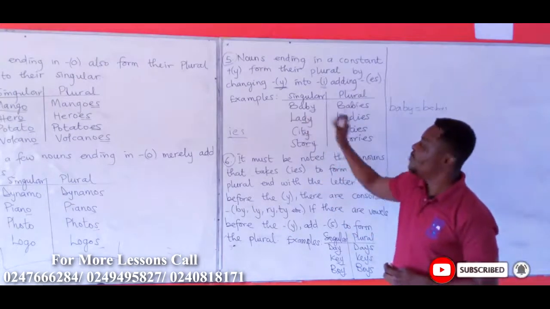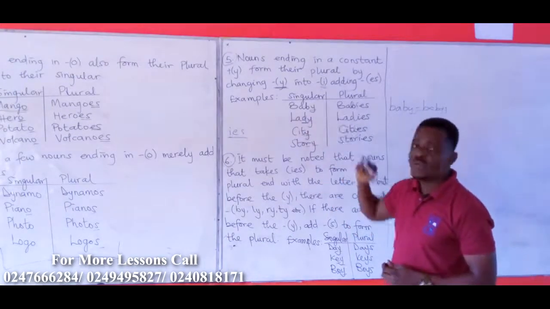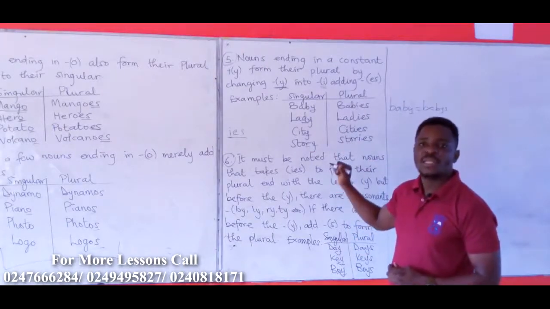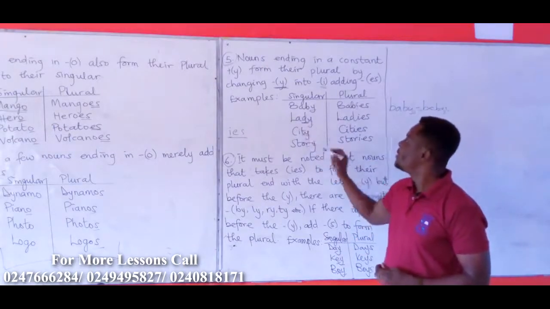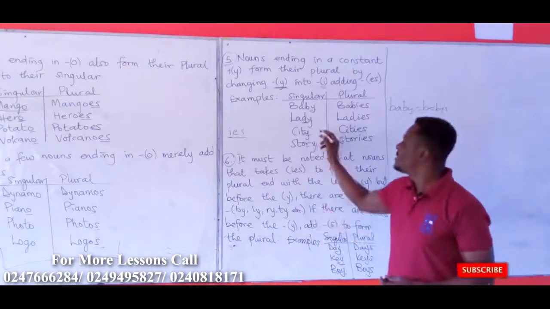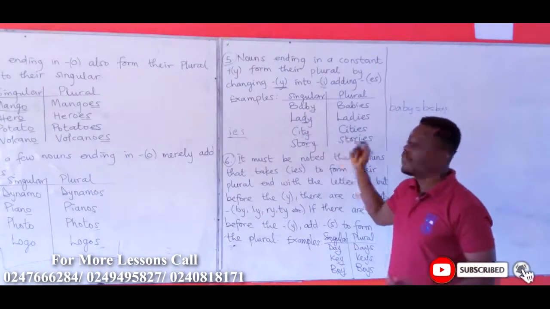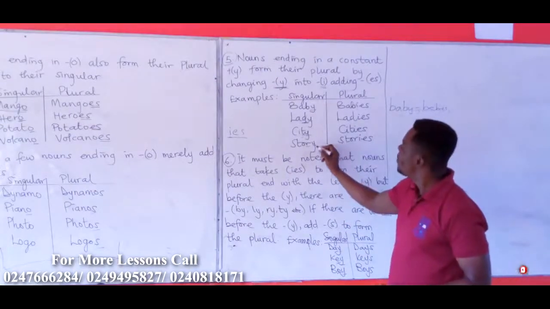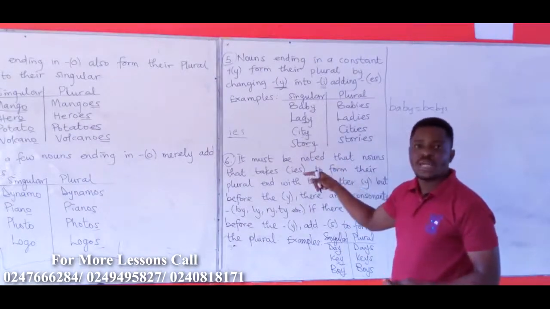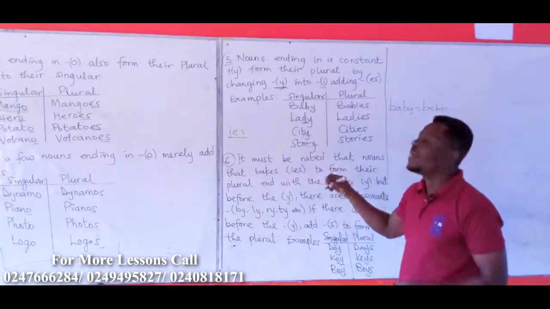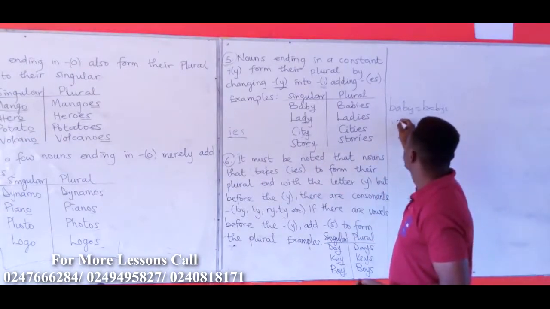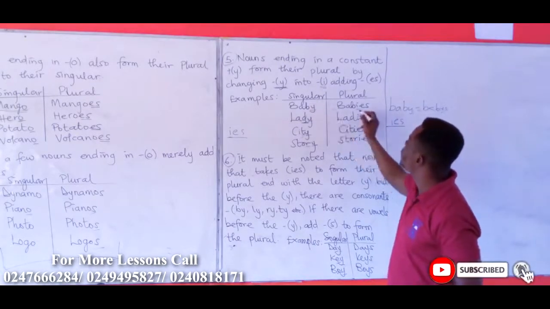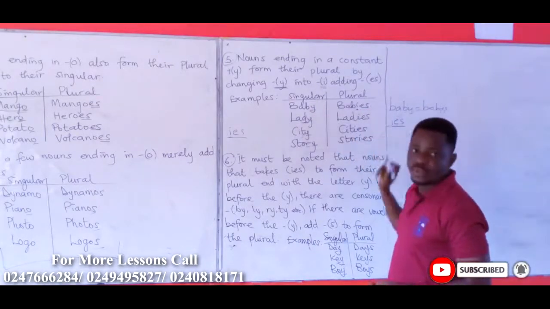As we have here, baby. Before the y, there is what? Consonant. Consonantal letter. Lady, there is a consonant letter which was d. City, there's a consonant which is t, and then story. So when you see that before the y there is a consonant letter, you don't add s, but rather you add i-e-s. And this means that you are changing the y into i and you add es to it.